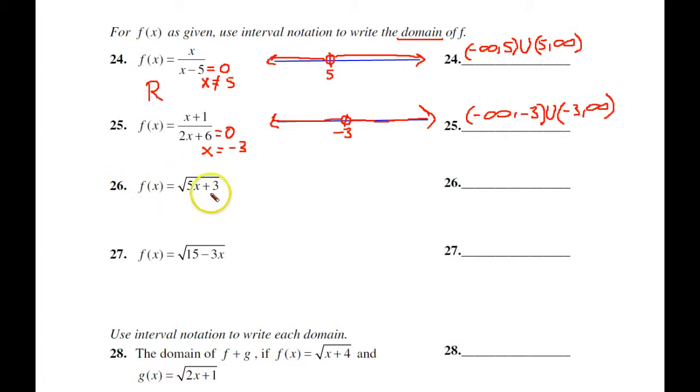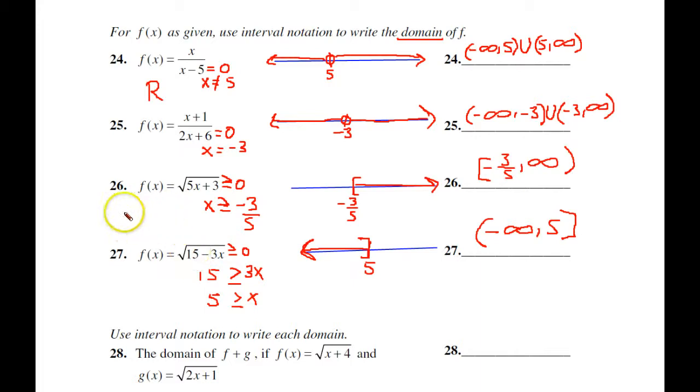Now for number 26, here we can't have under the radical sign a number that is less than 0. So we are going to say that this radicand is greater than or equal to 0. So then we solve.